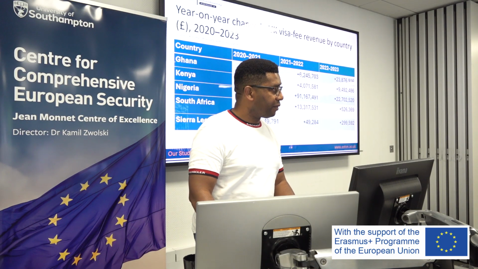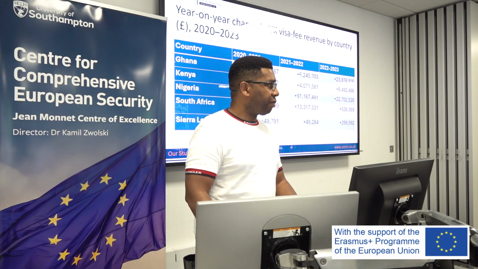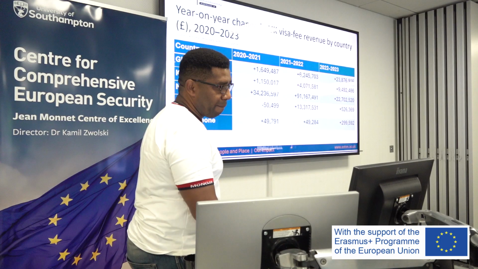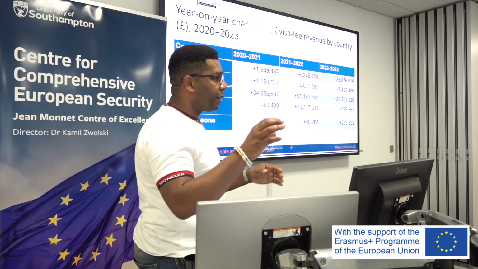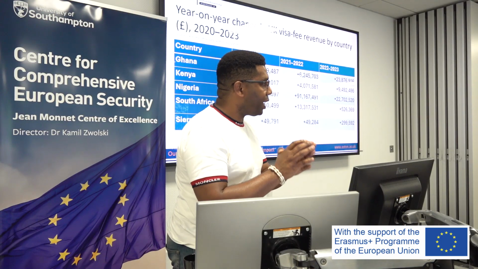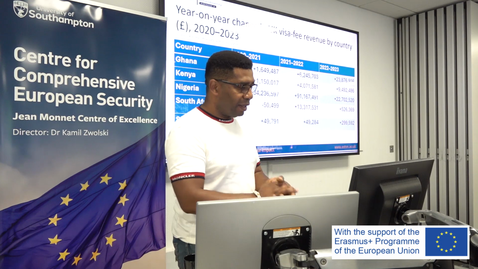Quick clarification question. Are these the actual amounts? These are the actual amounts. So Nigeria, for example, did not get an additional 34 million from 2020 to 2021. This is the actual amount realized from the visa applications, the data that we analyzed.